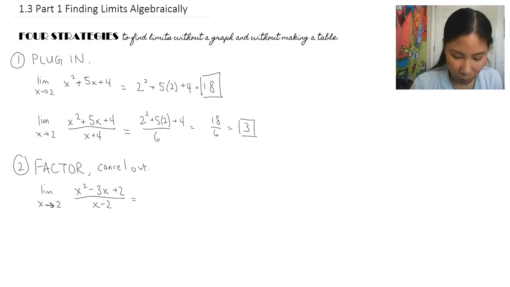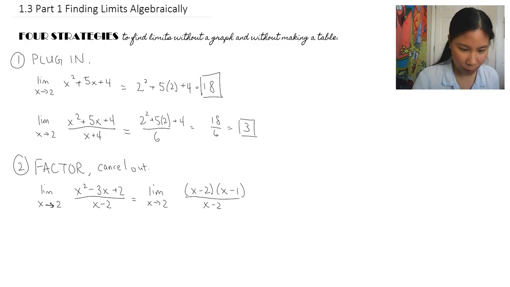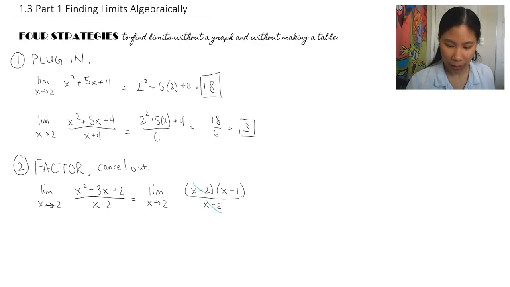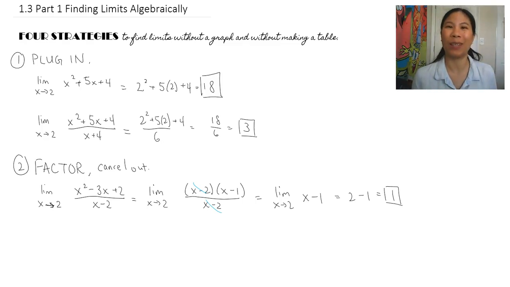So what I'm going to do is factor first. So I'll factor the top into x minus 2, x minus 1. Which is nice because we have an x minus 2 on both the top and the bottom. So that'll cancel out, leaving us with just the x minus 1. And once I've canceled, now I don't even have fractions, and so I can just plug in and end up with 1 as my limit. Yay!